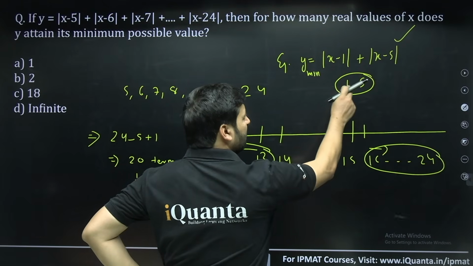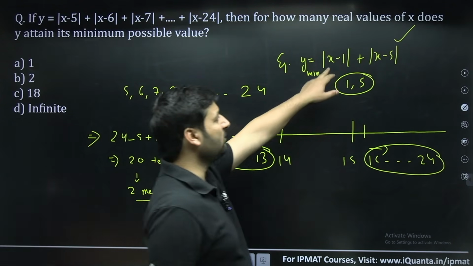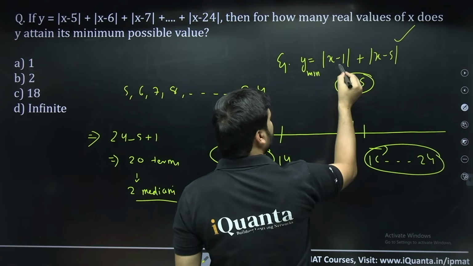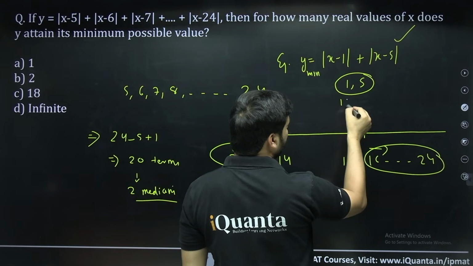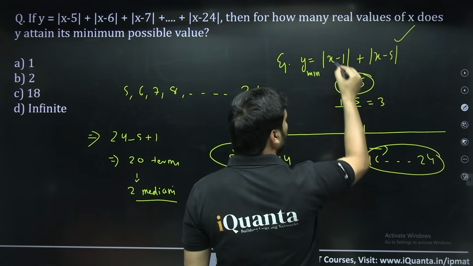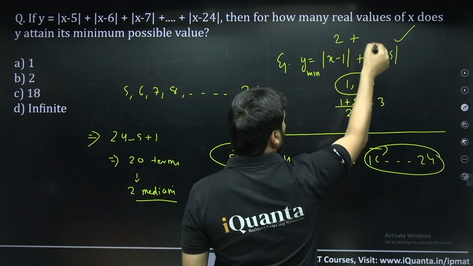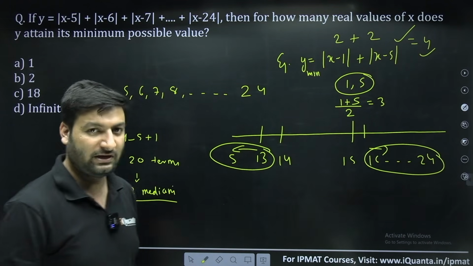Either you take 1 plus 5 by 2, that is 6 by 2, that means 3. If you put x equal to 3, what is the value that you will get? When there are even critical points, there are 2 medians, and the actual median in that case is the average of both the medians, that is 3. If you put x equal to 3 here, 3 minus 1 is 2 plus 3 minus 5 is 2, that means the minimum value of this will be 4, right? Minimum value of this will be 4.